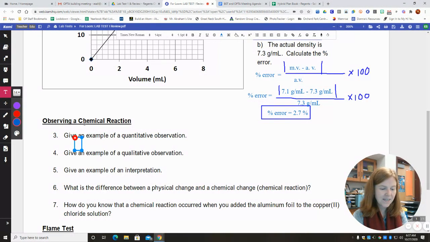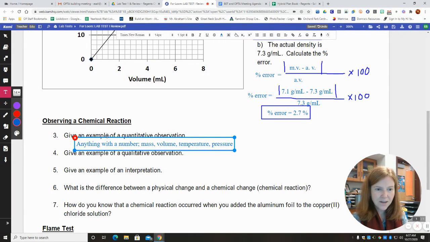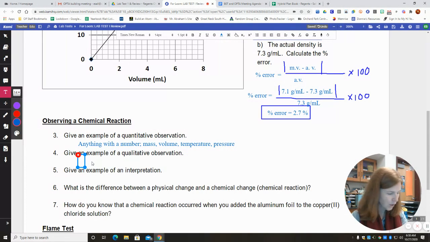So a quantitative observation, quantitative, think quantity, is anything with a number attached. So for example, mass, volume, temperature, what else do you measure that has a number on it? Pressure. So if you are taking a measurement, length, width, height, any of those, water displacement, that is going to be a quantitative observation. Okay.